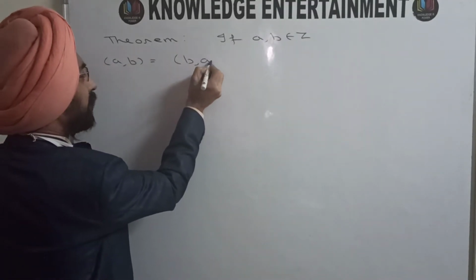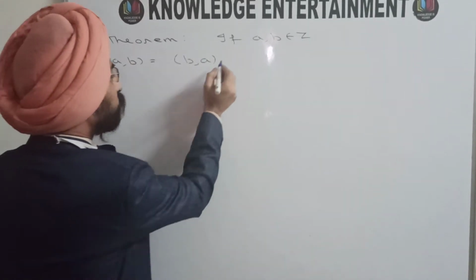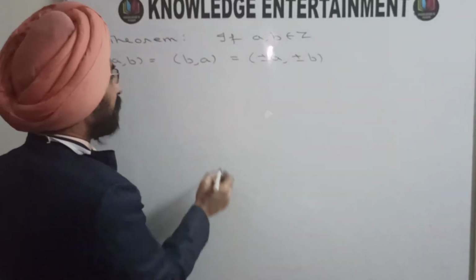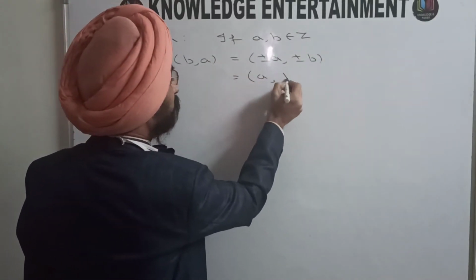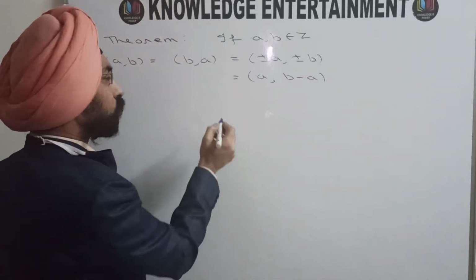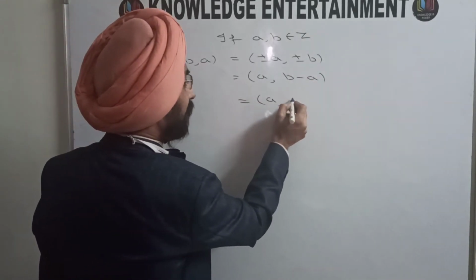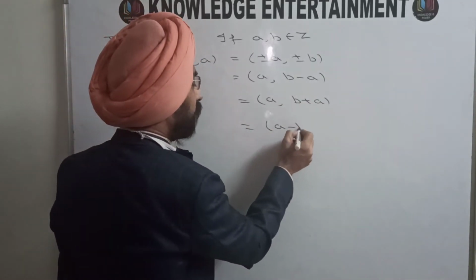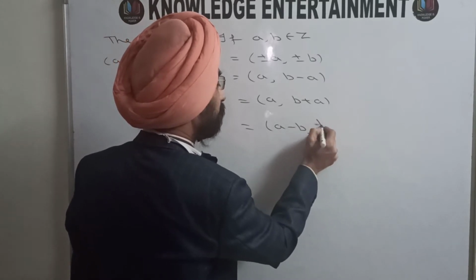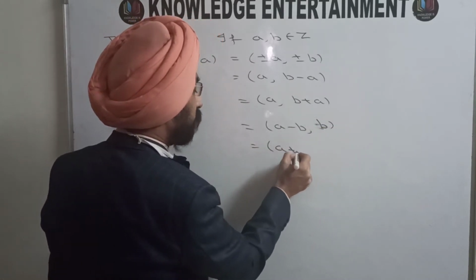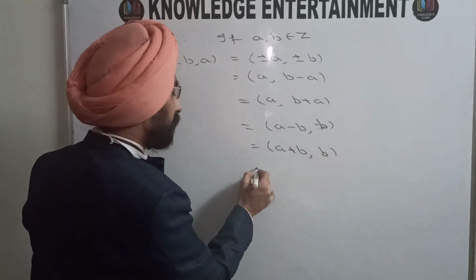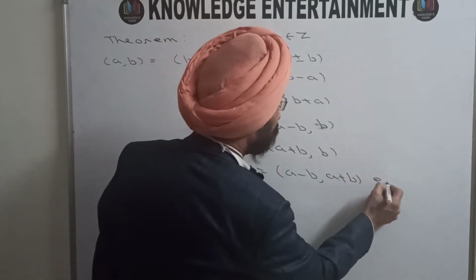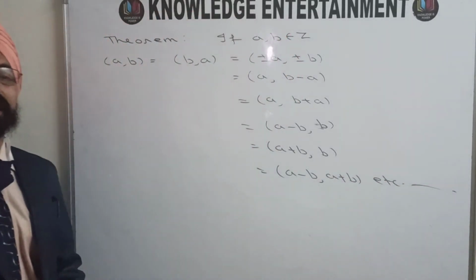the greatest common divisor of B and A, which is very much obvious, and is also equal to the greatest common divisor of plus or minus A and plus or minus B, is also equal to the greatest common divisor of A and B minus A, is also the same as the greatest common divisor of A and B plus A, is also the same as the greatest common divisor of A minus B and B, is also the same as the greatest common divisor of A plus B and B, is also the same as the greatest common divisor of A minus B and A plus B, etc. So many parts are there.